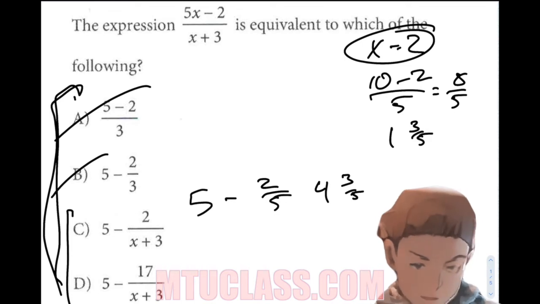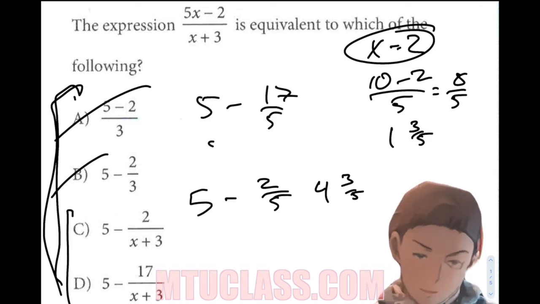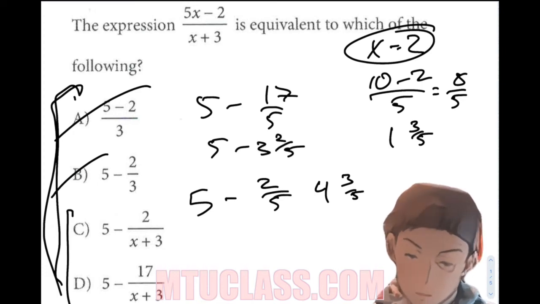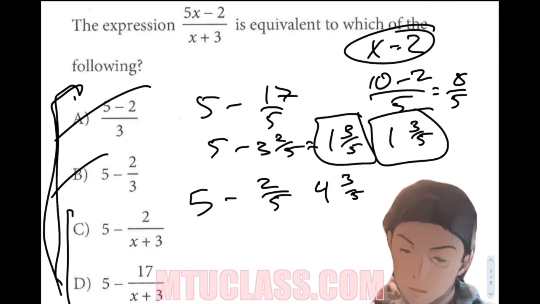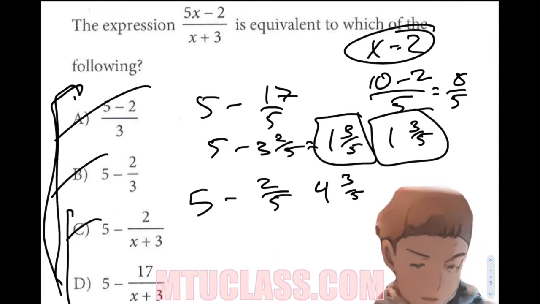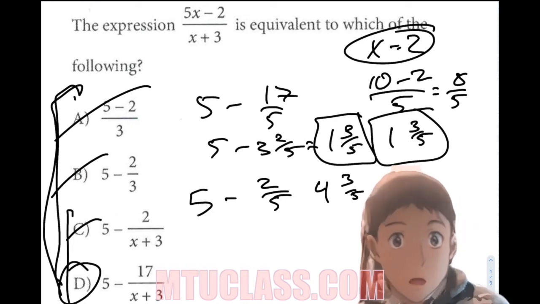Then let's try D. Okay, so D is going to be 5 minus 17 over 5, which is 5 minus 3 2/5, which is going to be 1 3/5. So again, D is my answer because I picked numbers. No big deal. It worked out.